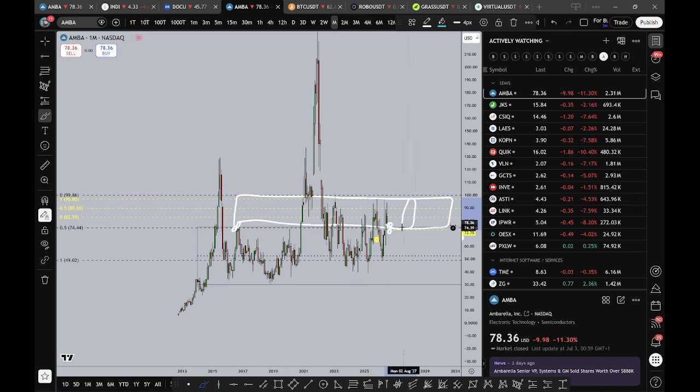It's going to be hard because I think it'll be choppy as hell because we don't have expansion until we get above this zone. But if you're going to take a long, it's going to be like here or there. Because if that's lost, you'll be revisiting 52s again. So as long as this holds, you're fine to try and take a long on Amber.